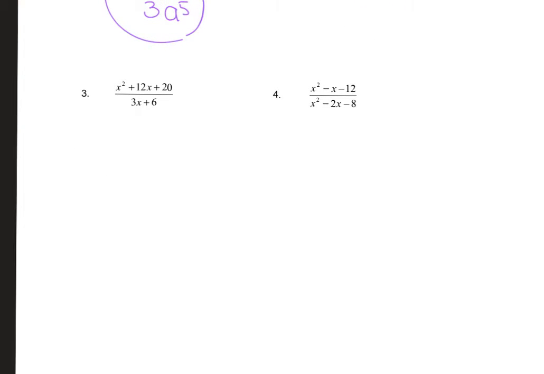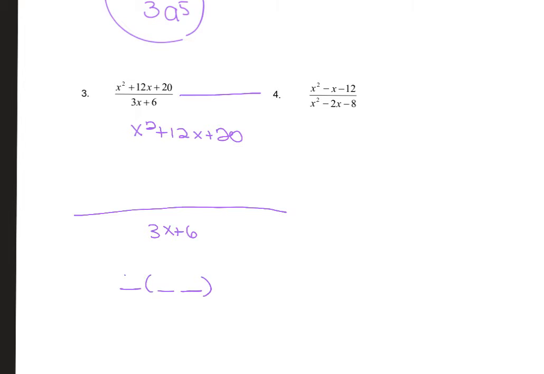All right, number 3. And remember what I said, I leave my side, my fraction bar, for my more final answer right before I cancel out. Anything below, I'm going to do my work on. So I am going to factor x squared plus 12x plus 20. I'm also going to factor 3x plus 6. Factoring 3x plus 6, because there's no exponent, I'm just going to factor out a GCF. I'm going to factor out a 3. Factoring out a 3, I get x plus 2.